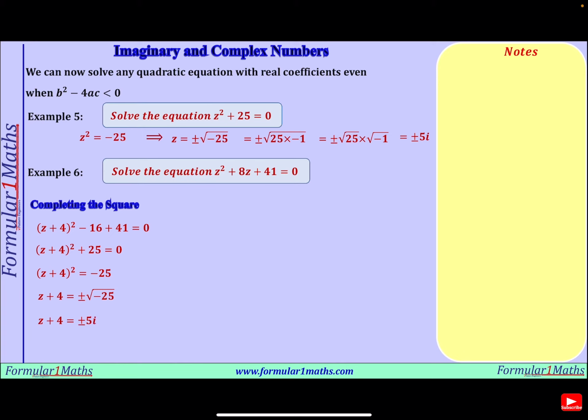And then that simplifies to this. Take the 4 over and you get minus 4 plus or minus 5i. And this is the answer to this equation here.